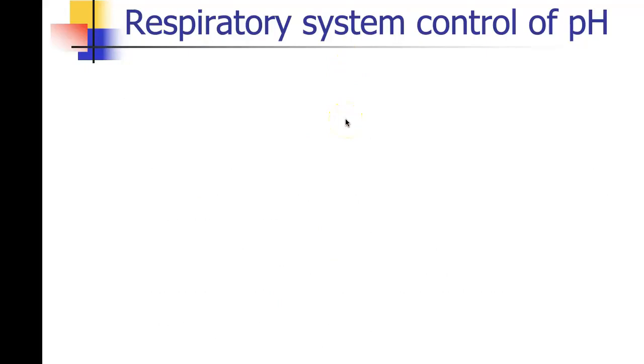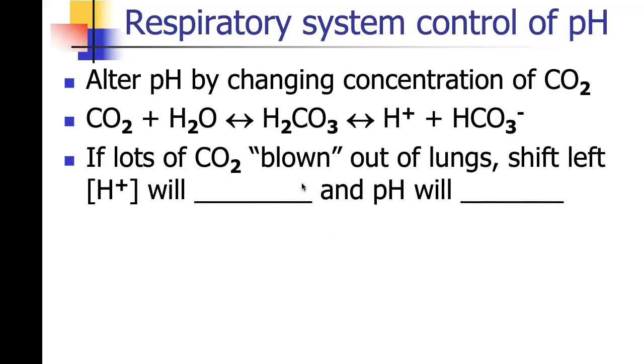Okay. So we put this right next to respiration because respiratory system is a main way in which you control pH. Why? Because it's going to be a pretty fast way in which to deal with carbon dioxide, which is acidic. Okay. So you can alter the pH by changing the concentration of carbon dioxide. When we consider this bicarbonate buffering equation, let's think about this. If you get lots of CO2 blown out of the lungs, the shift left will do what? And what will happen to pH? This will decrease. We're getting a shift left. Okay. You'll get a decrease in hydrogen ion, and therefore pH will increase.